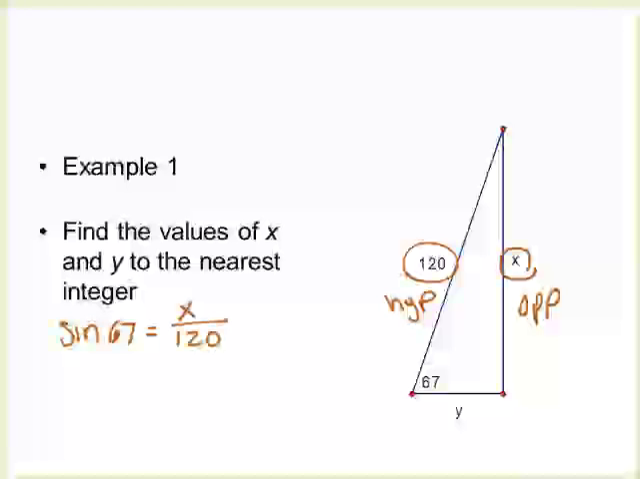Okay, so we have to pick the one that uses the stuff that we're working with. We're working with the x's. Then we solve this as we did yesterday. To get the x alone, we multiply both sides by 120. To our calculator, we type in 120 times the sine of 67. The sine button should be very close to the tangent button that we used yesterday. So what do we get for 120 sine of 67? Right about 110. So x is 110.